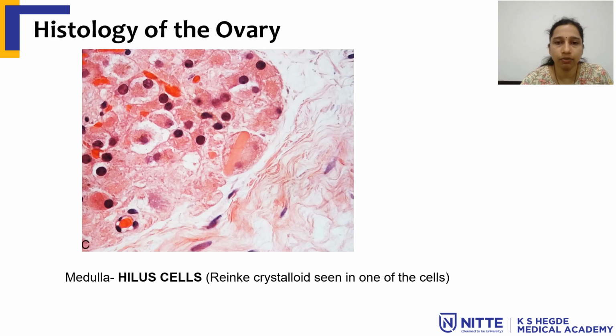So the central part of the ovary is called as ovarian medulla, which has hilus cells. So these hilus cells are somewhat similar to the testicular Leydig cells. So Reinke crystalloids can be seen within these hilus cells. So this cell is a hilus cell which is having a crystalloid, orange color crystalloid, which is called as Reinke crystalloid.